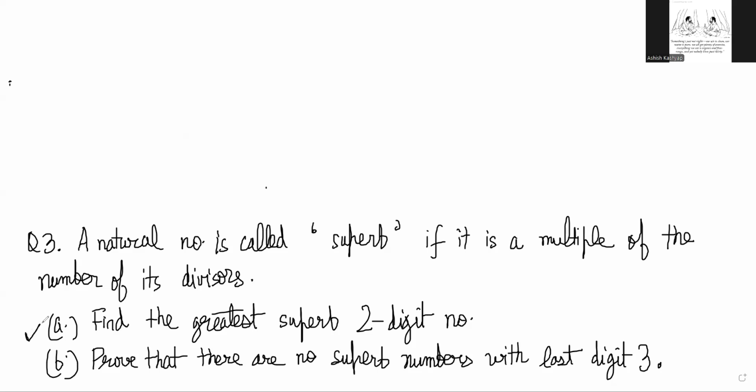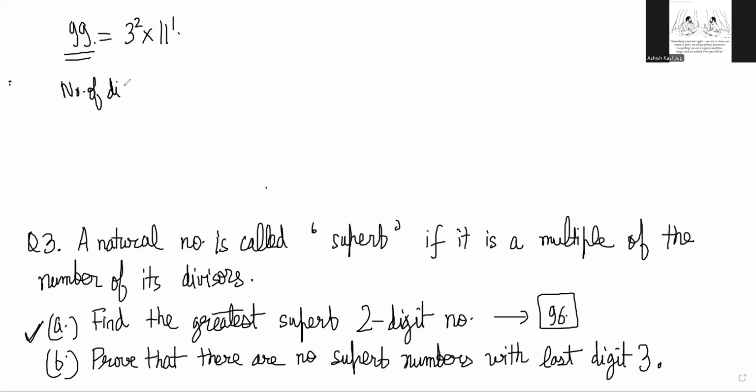Part A of it, have you guys gotten anything? Yeah, I got 96. That's correct. Why is that correct? Because you should start from the highest two-digit numbers, right? Start from 99. See that 99 is 3 square into 11 power 1. So the number of divisors of 99 is how much? 6. And 6 does not divide 99, right?